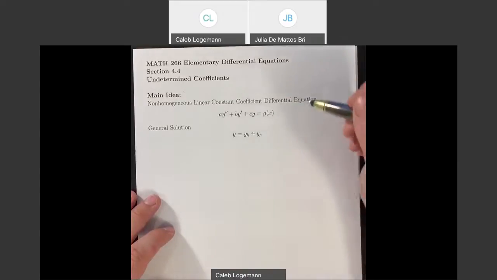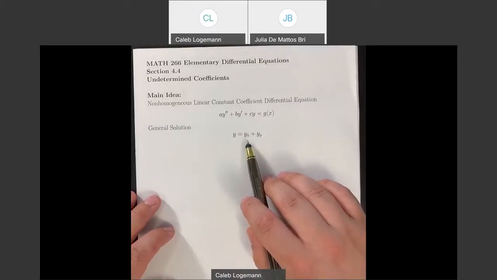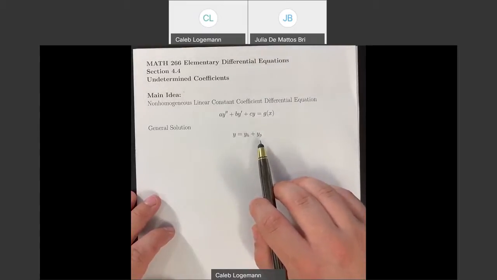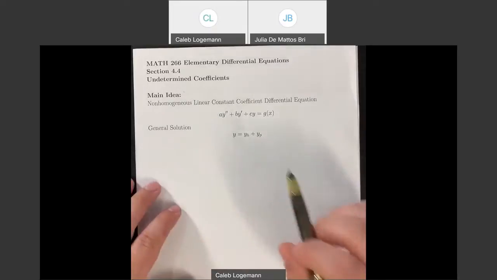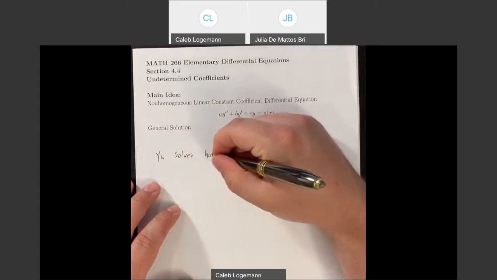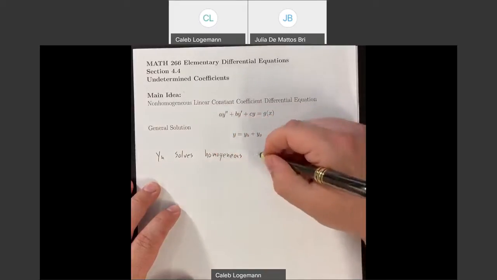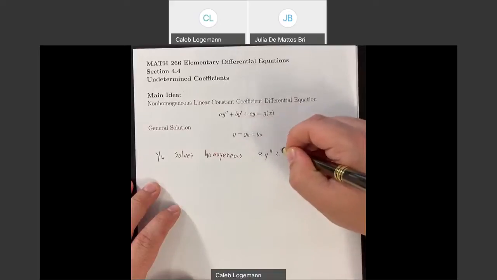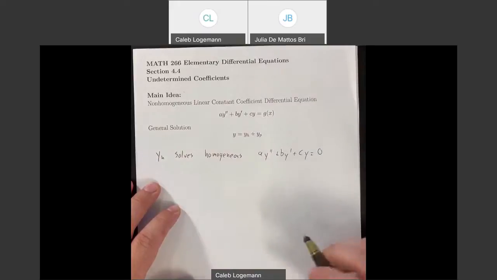In general, what this means is that the solution is going to have two parts. It's going to have the homogeneous solution, and then it's going to have a particular solution. Okay, so this y sub h solves the homogeneous equation, a y double prime plus b y prime plus c y equals 0.